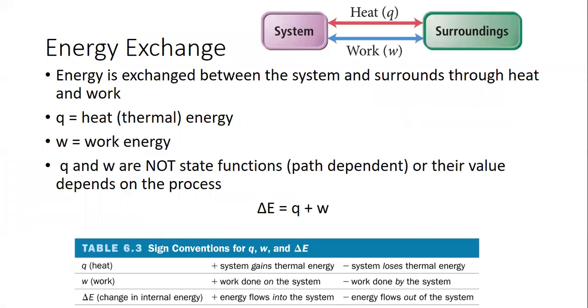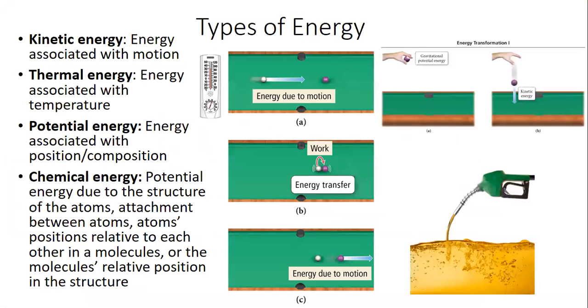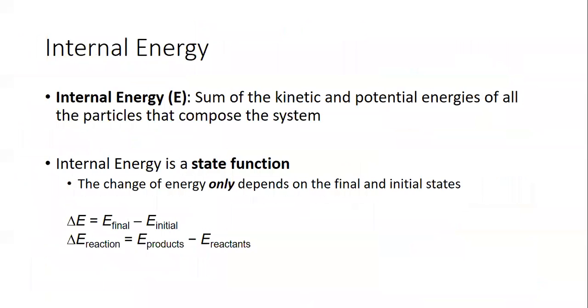So what we were talking about on Monday was this idea of energy, right? Just as a quick refresher, we talked about the 4 different types of energy: kinetic, thermal, potential, and chemical, which is actually a type of potential energy. Did some basic energy calculations, well, just units for energy, I should say. Then we looked at internal energy, which is a state function.